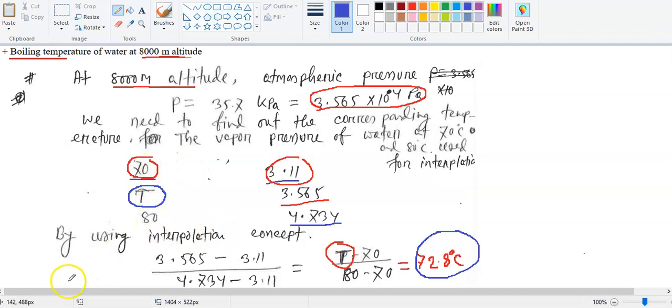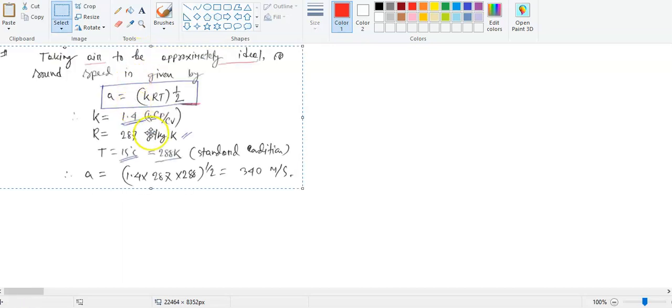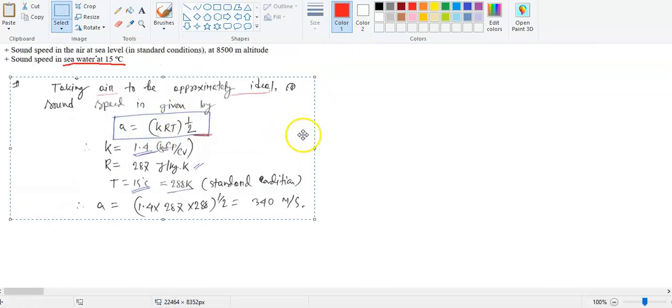Now the next question we need to solve is the sound speed. We need to calculate the sound speed in the air, and the first one is at sea level, in standard conditions. The other ones are at 8,500 meter altitude, and the sound speed in sea water at 15 degrees centigrade. So first, the air at sea level at a standard condition. Like I said, if we solve this, it is something like this.